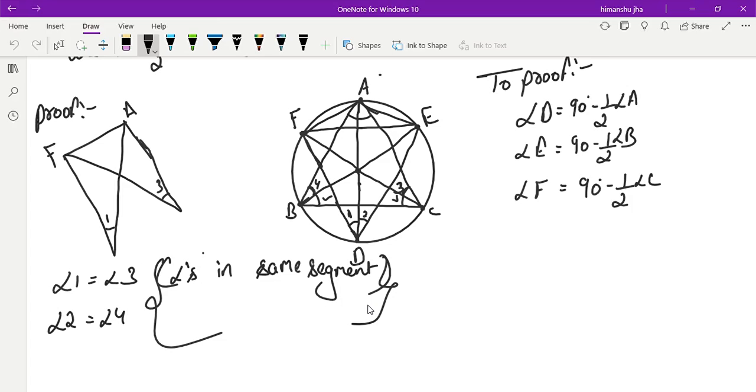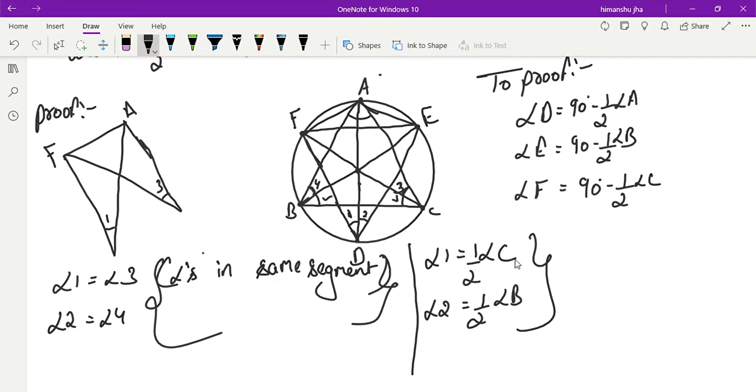Now we already know angle 4 is half of angle B. We will write like this. Angle 1 and angle 3: angle 1 is half of angle C, angle 3 is half of angle C, angle 2 is half of angle B. Right. So we'll add. Let's say it is equation number 1, equation number 2.